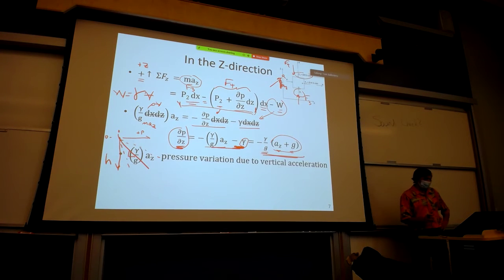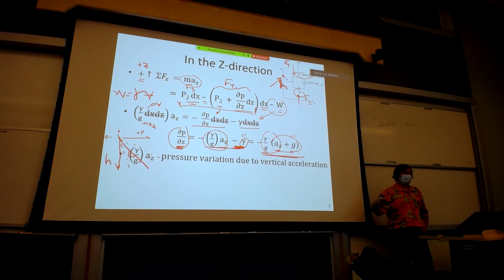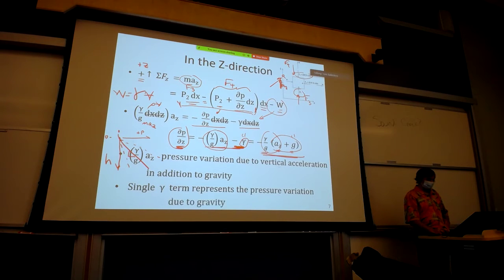So again, gamma over g az is the pressure variation due to the vertical acceleration. So this term is again the change in the pressure distribution due to the vertical acceleration, and that other term is our old friend, the pressure variation just due to fluid statics. And again, that single gamma term in the equation above is our old friend, pressure variation due to gravity.